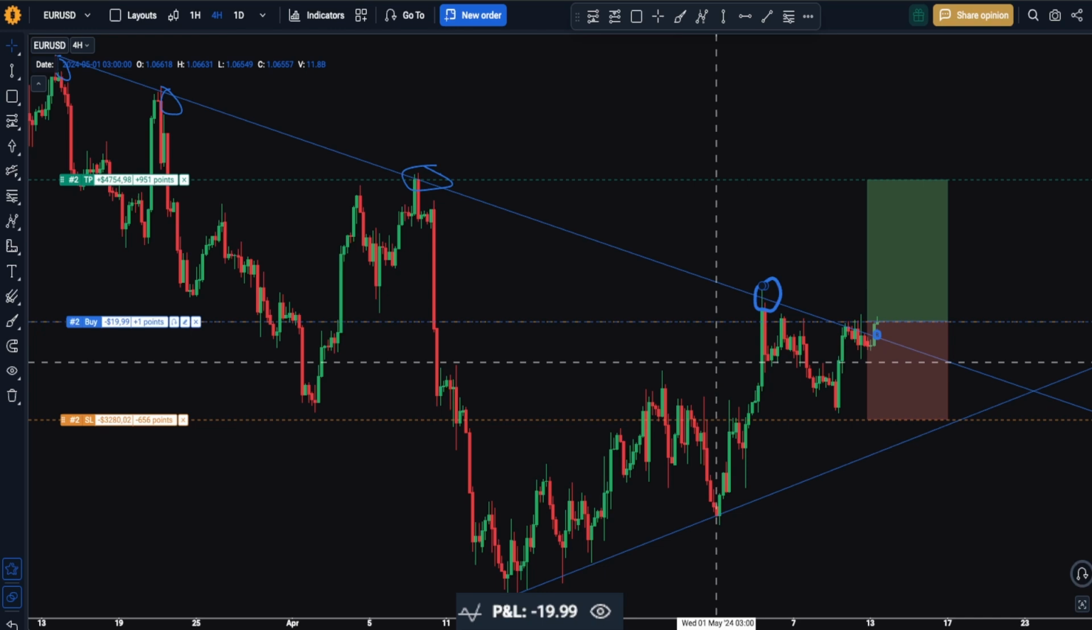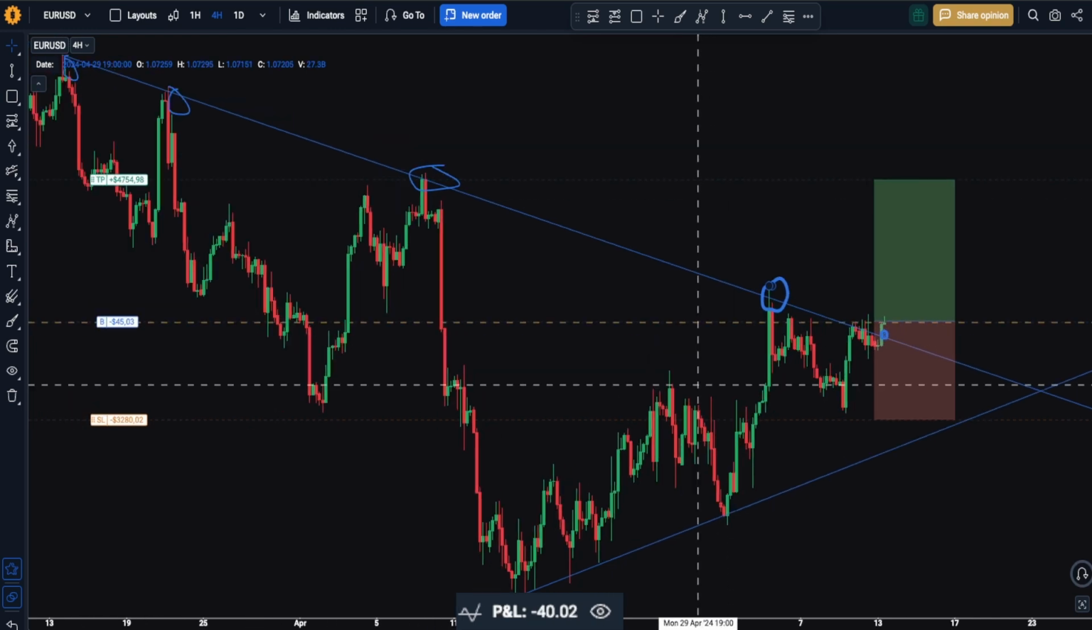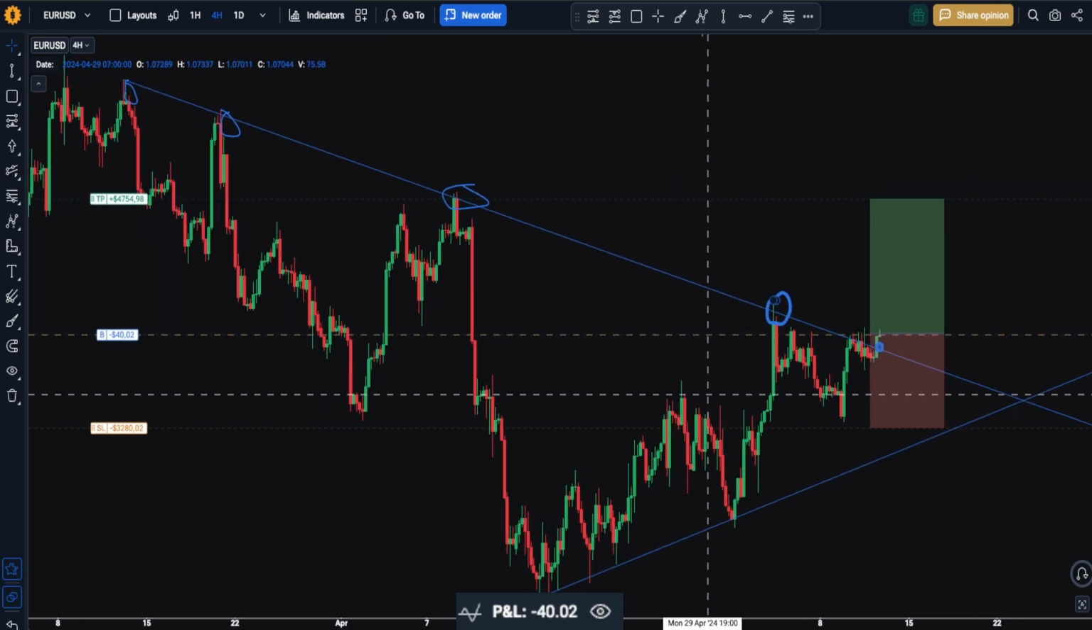So price broke above the trend line. This breakout candle closed well above the line. When a trend line with multiple validated touches breaks, it signals a potential shift in market structure.